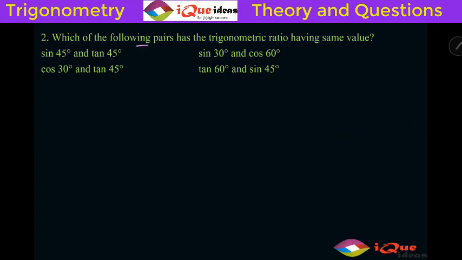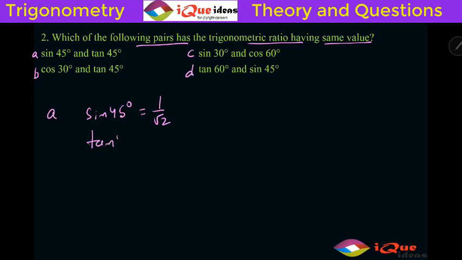Here it says which of the following pairs has the trigonometric ratio having the same value, right? So let's first give them some names, A, B, C, D. Now it says which of the following has the same value. So this is a pure question based on values. Let's say A: sine 45 degree is equal to 1 by root 2. Tan 45 degree is equal to 1. Are they equal? No, they are not equal at all.